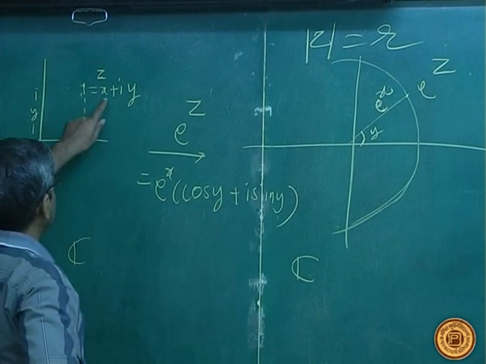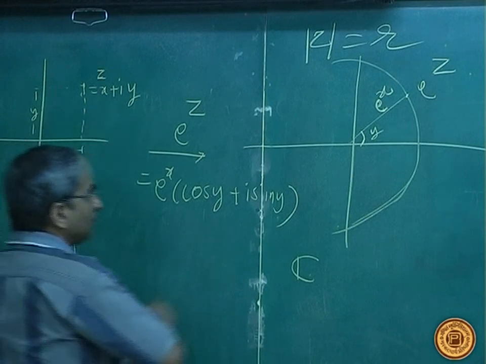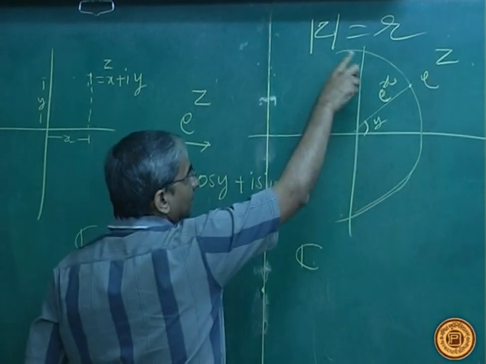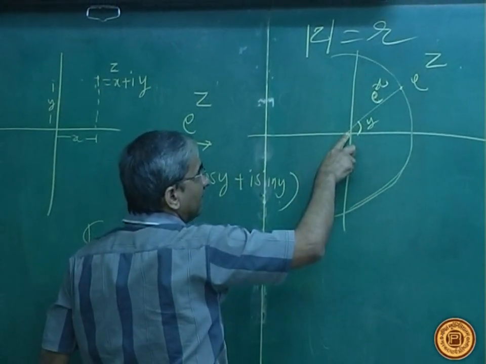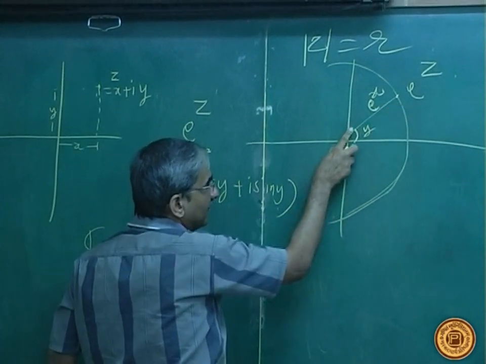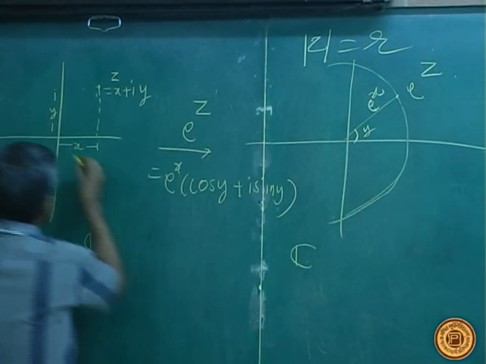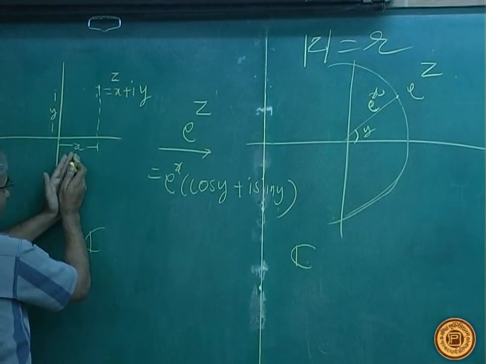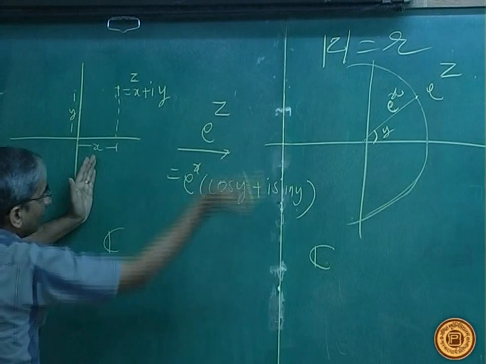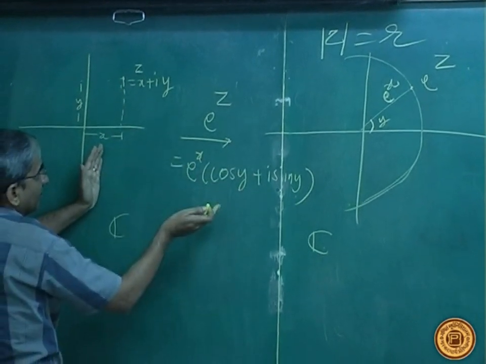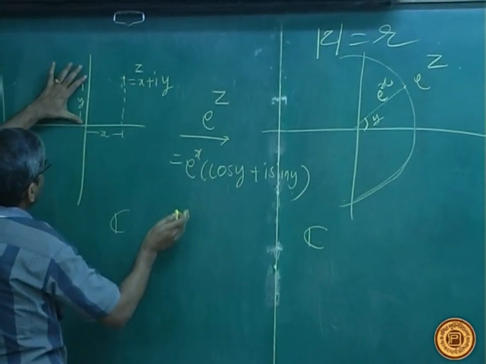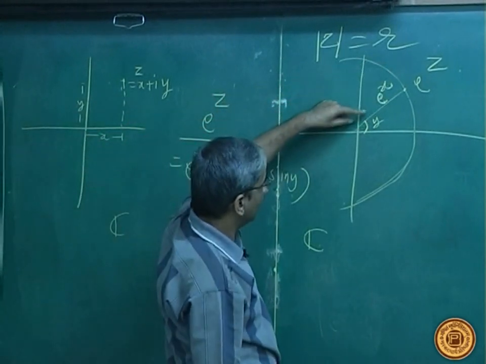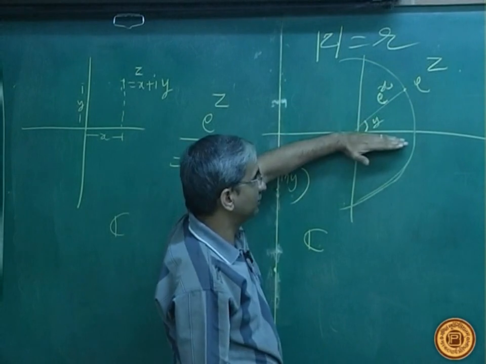So z is x plus iy, then e to the power z will lie on a circle with center at origin and radius e to the power x and making an angle y. So this x, then e to the power x you can get, and then consider a circle of radius e to the power x. And then this y you take up as the argument. So this y radians angle it has to make with the positive x axis.